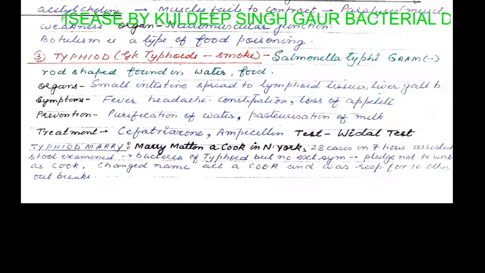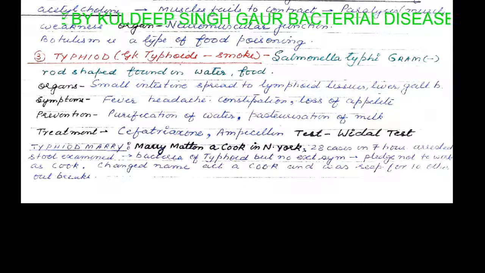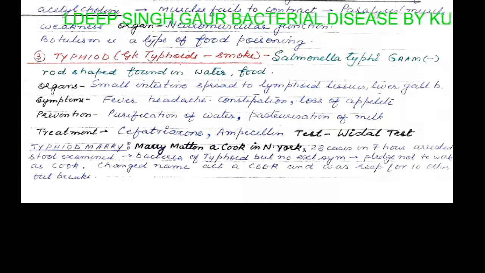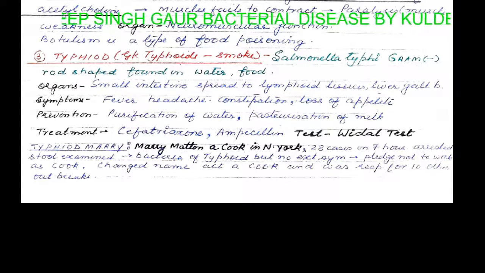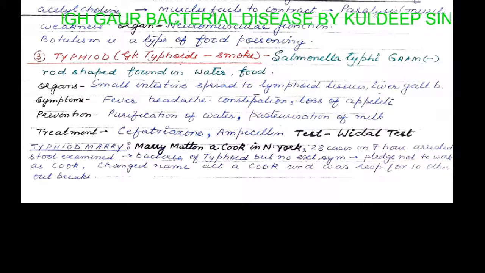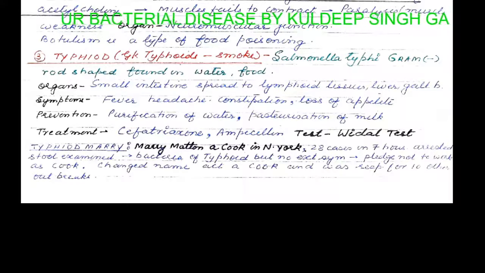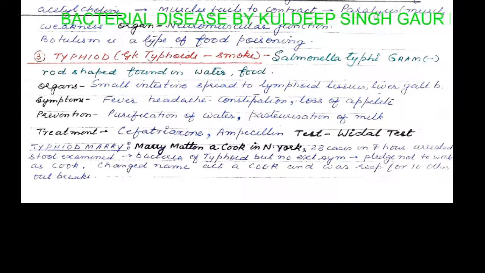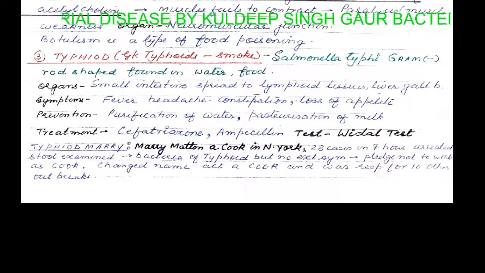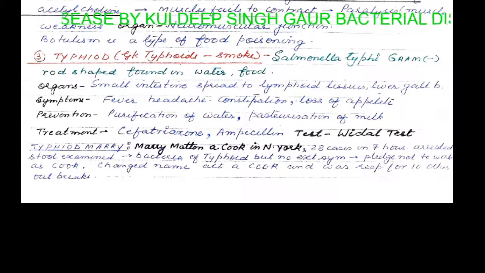Typhoid Mary was a girl who used to work as a cook in New York. She was responsible for infecting or creating 21 cases in just 7 hours, but she was arrested. Upon examination of her stool, bacteria of typhoid were discovered, but she had no symptoms. She was asked not to work again as a cook, but she changed her name and started acting as a cook, and was further responsible for 10 other outbreaks.